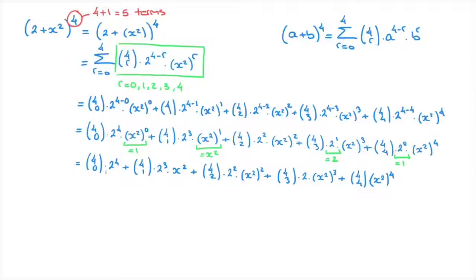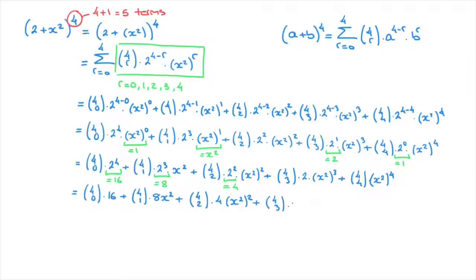And we have 2 to the power of 4, which equals 16, 2 to the power of 3, which equals 8, and 2 to the power of 2, which equals 4. So using those results, we rewrite this sum as... good. Now another thing we need to do is to take care of these powers of x squared.